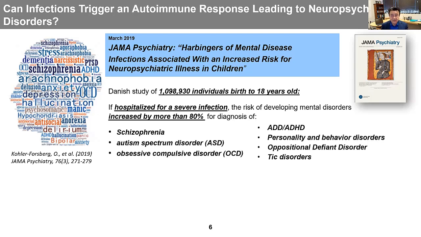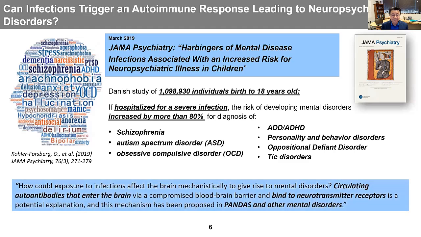For what? Well, schizophrenia, autism, OCD, ADD, ADHD, personality and behavioral disorders, oppositional defiant disorder, tic disorders, and the list actually went longer. So in an editorial, the editors asked, how could exposure to infections affect the brain mechanistically and give rise to mental disorders? What they said was that circulating autoantibodies that enter the brain via a compromised blood-brain barrier bind to neurotransmitter receptors, and that's a potential explanation and a mechanism that's been proposed in PANDAS and other mental disorders.